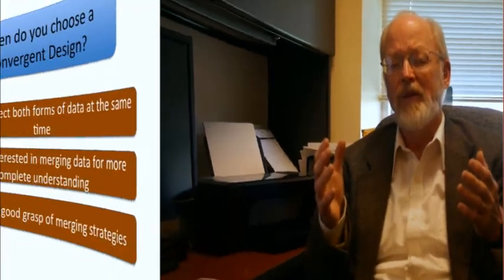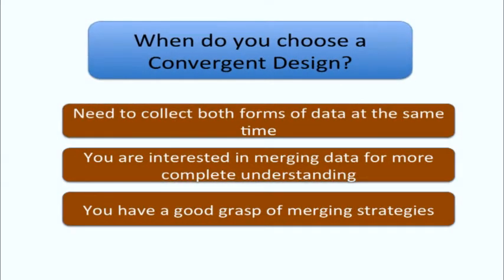When do you choose this type of design? Often people use a convergent design when they're out in the field and they've got to collect both forms of data at roughly the same time, so it's an efficient design.